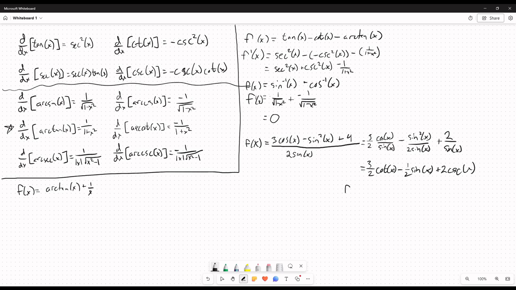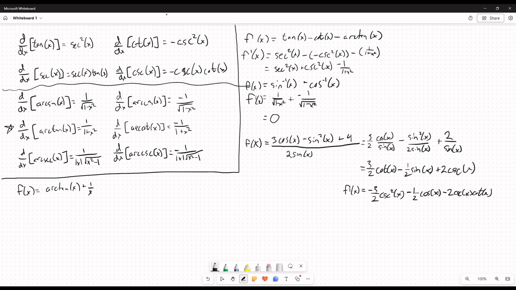Now we're ready to take the derivative, now that we've written it in terms of functions where we know the derivative. That's going to be 3/2 times negative cosecant squared, so that's going to be negative 3/2 cosecant squared of x, minus the derivative of sine is cosine, and the derivative of cosecant is negative cosecant cotangent, so this is going to be minus 2 cosecant of x cotangent of x. So as long as we were able to break up the fraction, we were good. So that's nice.